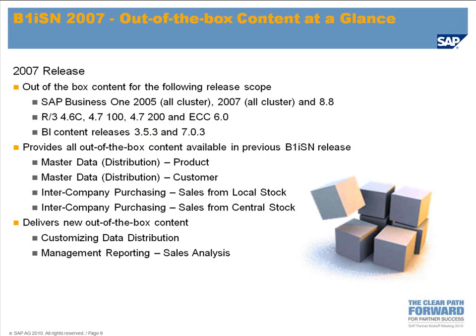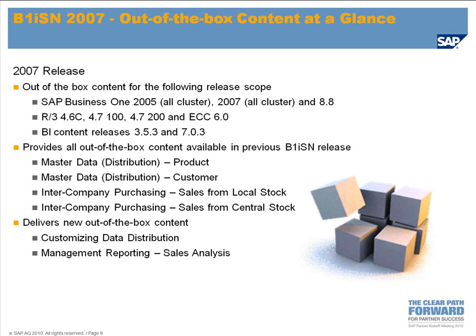In the 2007 release of B1i SN, you have out-of-the-box content for the following release scope systems: SAP Business One 2005, 2007, and SAP Business One 8.8, which is currently in ramp-up, as well as connectivity to the SAP Business Suite for the different versions that you see listed in Bullet 2, including ECC6, and BI/BW integration for the content releases 3.5.3 and 7.0.3.